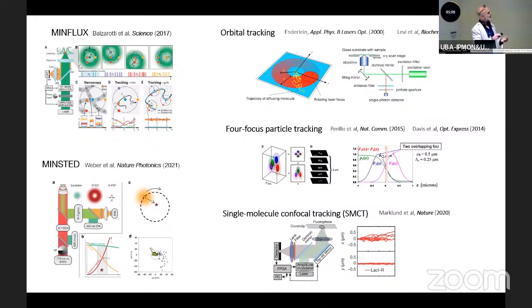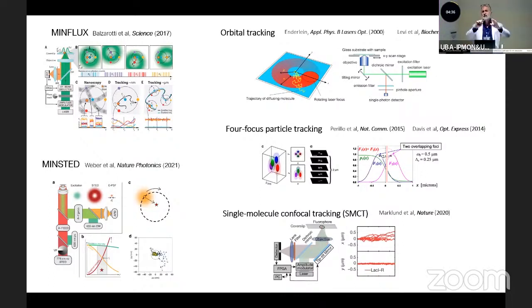MINSTED is again orbital tracking, but instead of using a Gaussian beam, they used an effective sub-diffraction excitation using STED. So you excite a smaller volume using STED and then do orbital tracking, the same story. And there are many more. These are just a few examples to show you that over the years, people have tried hard to localize a molecule or a particle as efficiently as possible, okay?